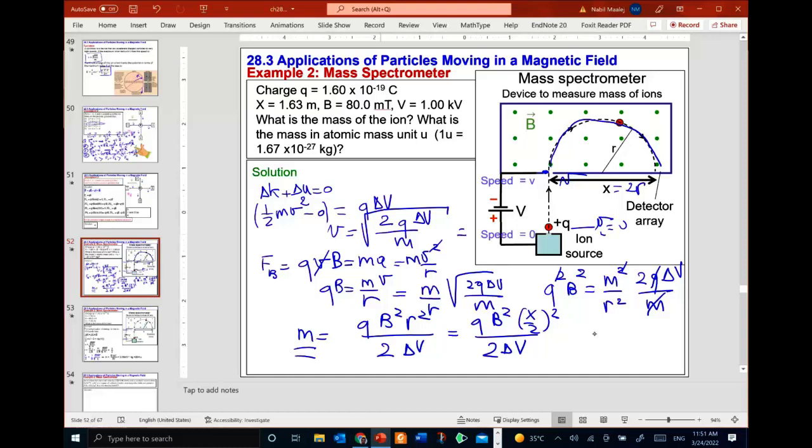And then once I divide, I divide this by the atomic mass unit, which is 1.67 times 10 to the minus 27. This will give me how many atomic mass units.